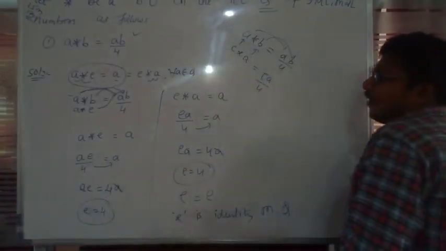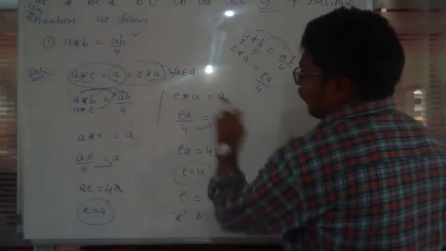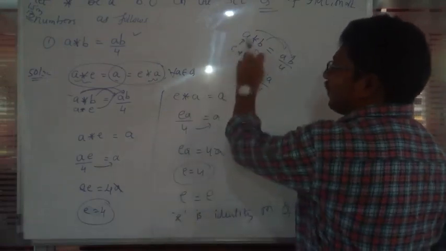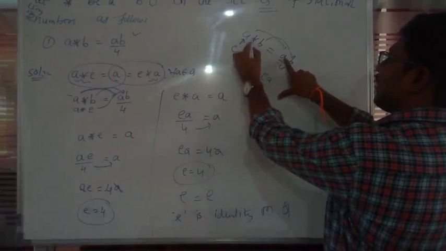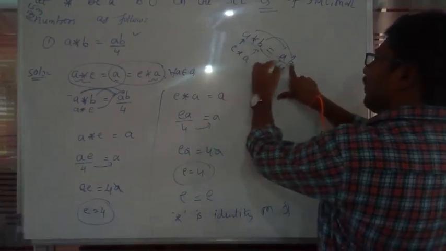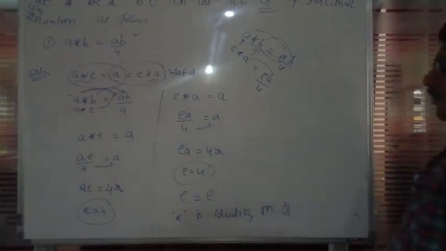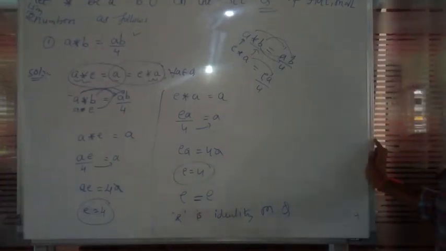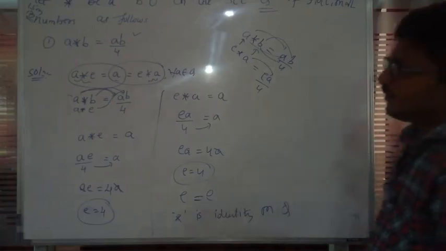And next, once again you have to check that one. A is equal to A star E, E star A is equal to A. In the placement of E star A, it means that in the placement of A we should keep E. In the placement of B we should keep A. A divided by 4 is equal to A. It is the procedure for solving. If suppose this is equal, it means that the identity is satisfied, or otherwise it is not satisfied. Okay? So next one, you go to the simple problem.